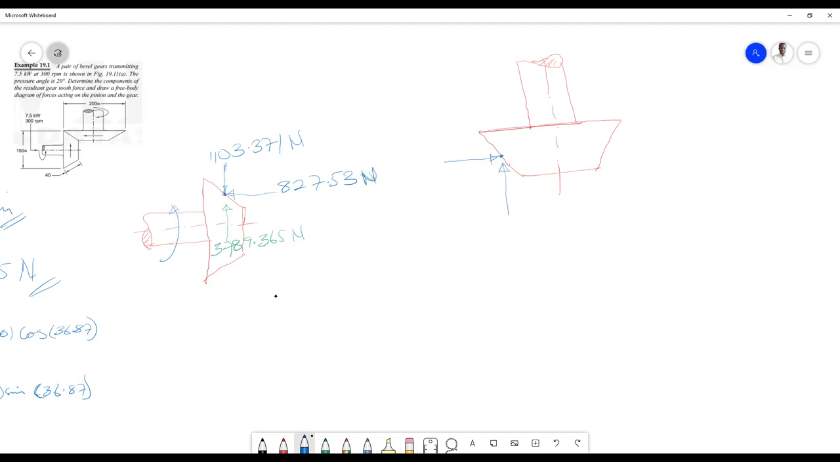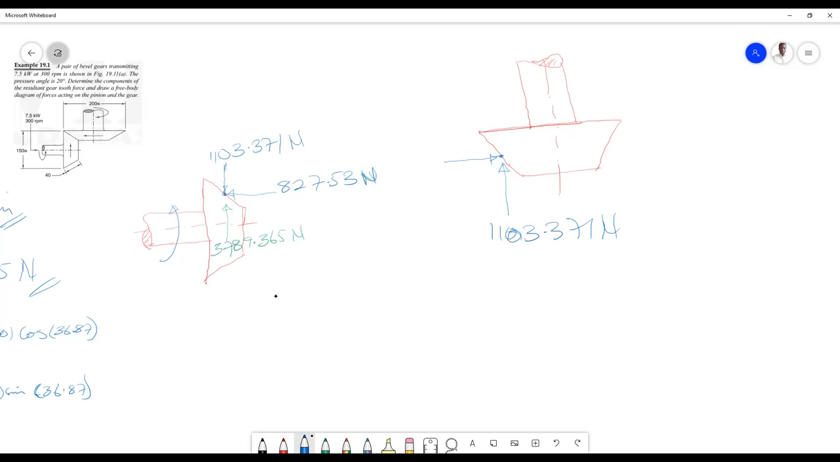Is it this force or that one? So it will be the radial force on the pinion. And that value is 1103.371. The radial force on the pinion will be the axial force on the gear. Okay, so that will be this one, right? Yes, sir. So we have 1103.371. That's the axial force on the gear.